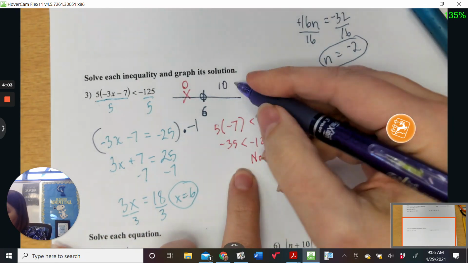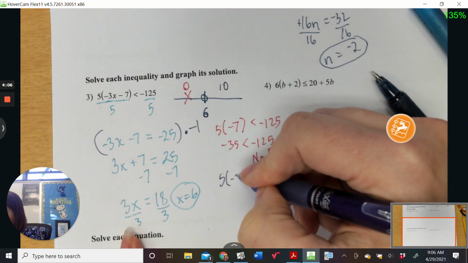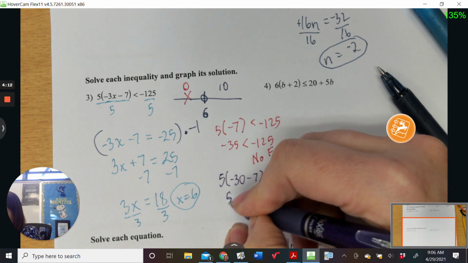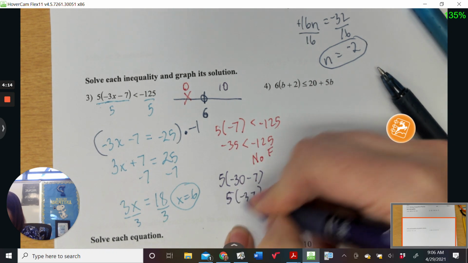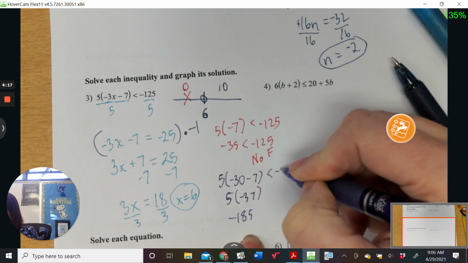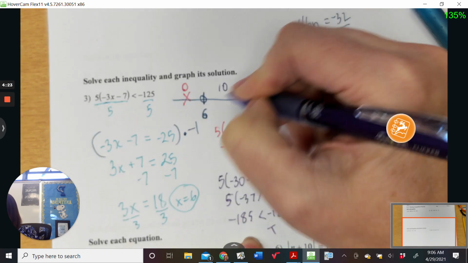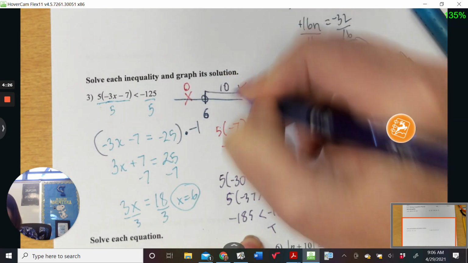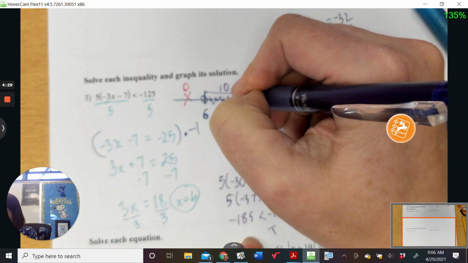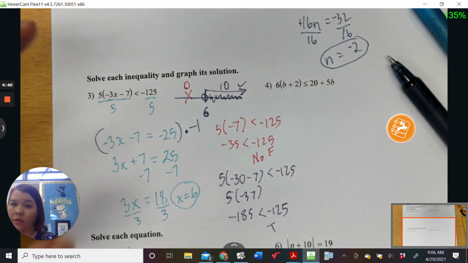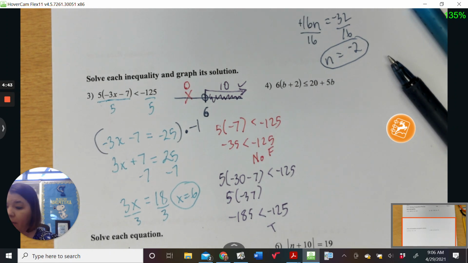Then just to be sure, I'm going to test 10. I will get 5 times negative 3 times 10, minus 7, which is 5 times negative 37, which is negative 185, which is smaller than negative 125. So this is true, and so my answers are this side. You can either do an arrow like that, or you can scribble on the line. Just make sure that if you're drawing on the line that it's clear that it's there. That's why I scribble and don't just draw another line on top. And that's all we're doing. So when we're dealing with inequalities, what we're doing is going through the motion, going through that basic idea.